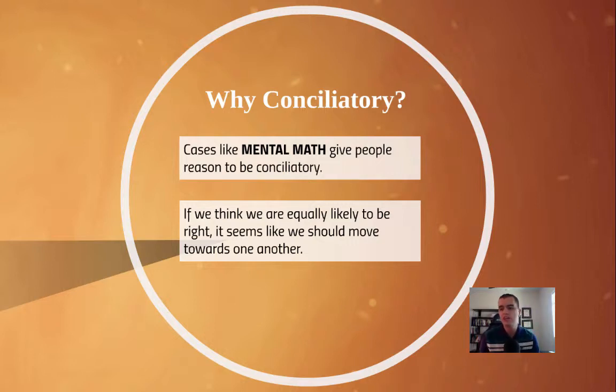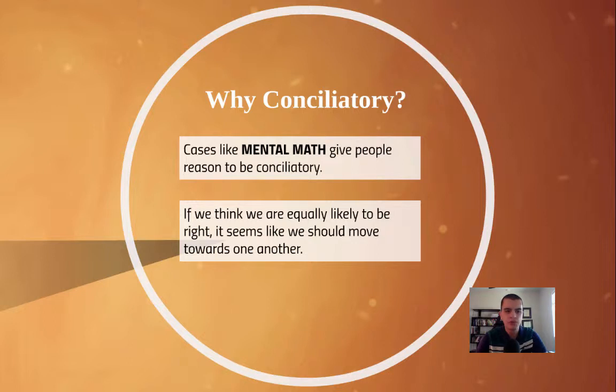So in this case, you might seem compelled to say, maybe we should split the difference. Maybe we should come somewhere in the middle. So maybe we each owe 15. One of us owes 15.50, and the other owes 14.50, or something like that. So, given that we both think that both parties are equally likely to be right, it seems that we should move towards one another.